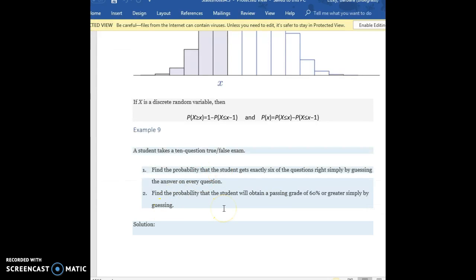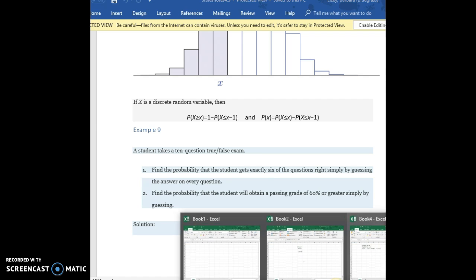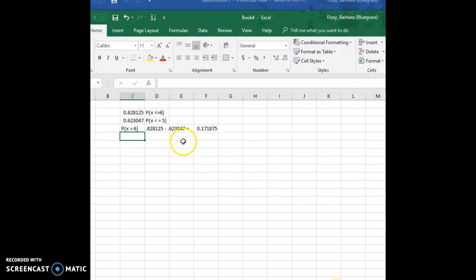All right, now for question 2, let me go back for a minute. We want to find the probability that the student will obtain a passing grade of 60% or greater simply by guessing. Okay, so the student wants 60%, 70%, 80%, anything over 60. All right, but let's go back to our Excel.